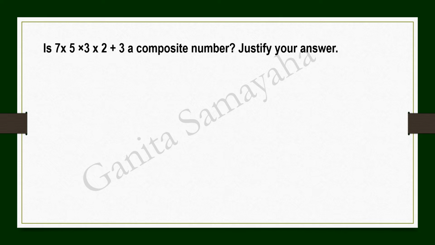Say we are asked to find if this given number here, can you see here, children? 7 into 5 into 3 into 2 plus 3. Whether it is a prime number or a composite number. Is this a composite number means what? If it is a composite. If it is not so, then it must be a prime number. So we have to discuss whether this is a prime number or a composite number and we have to justify the answer. Okay. So what do we do? We take this given number. This given number 7 into 5 into 3 into 2 plus 3.